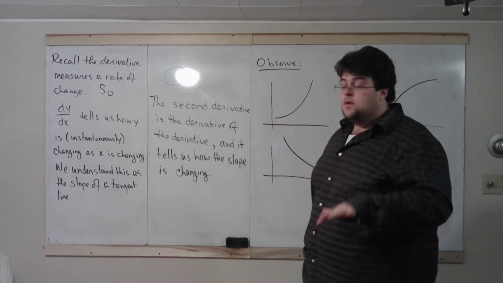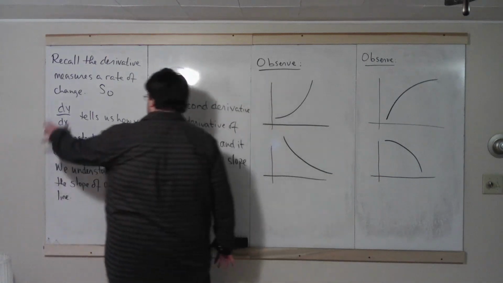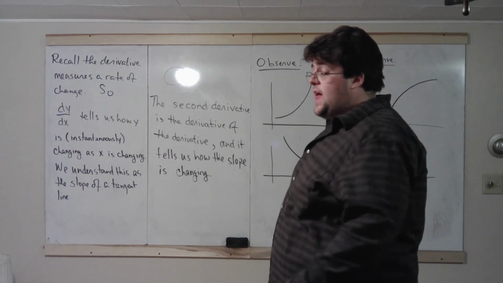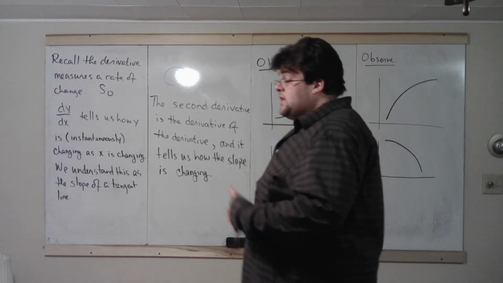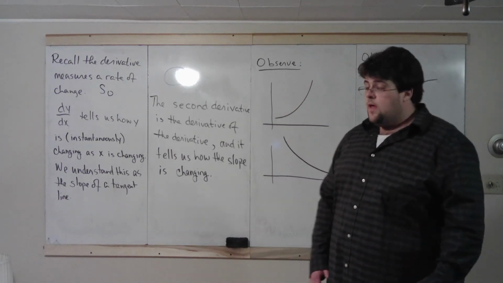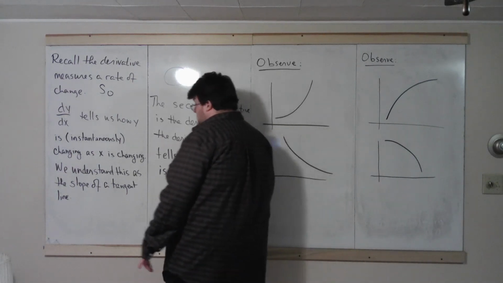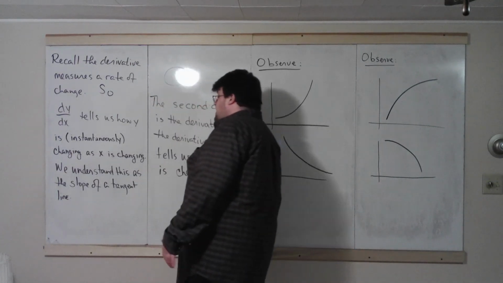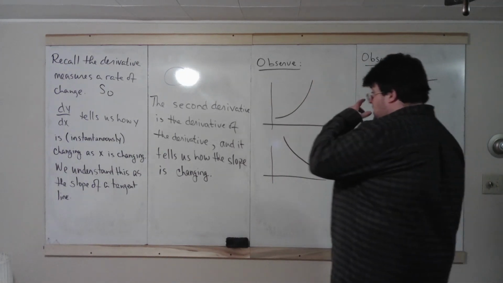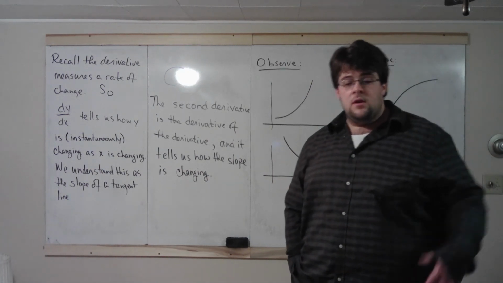at a given instant. But we can move that instant all over the place. So in general, dy dx, the derivative, tells us how y is changing as x is changing. And we can see that nicely as the slope of the tangent line. Well, the slope in a derivative context means the slope of the tangent line. That's how I use it. But we can understand that instantaneous change as the slope of a tangent line. Well, the second derivative is just the derivative of the derivative.